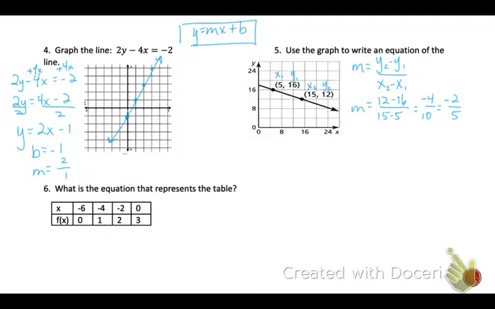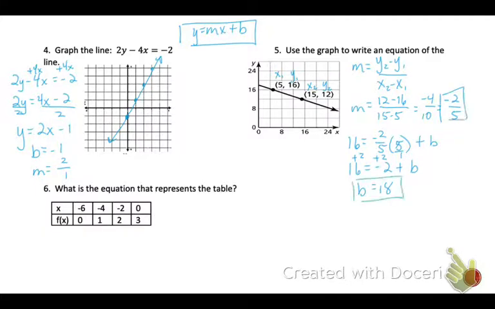Now we're going to go back to that formula that I have up in the top of the screen, and we're going to plug in what we know so we can find the b value. So I'm going to plug in the first point that we see, 5, 16. 16 goes in for y, so I say 16 equals -2/5 times 5 plus b. That's what I'm trying to find. Then I'm just going to simplify that fraction and then add the 2 over. So my y-intercept, my b value, is 18.